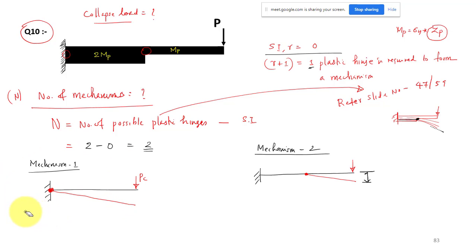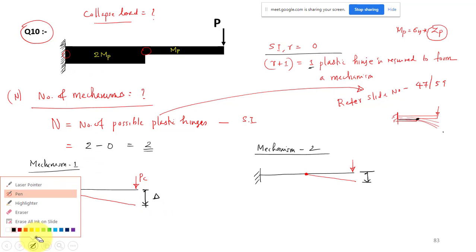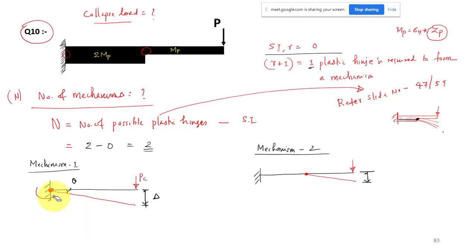External work done is equal to internal work done. Let us take this as delta, and this angle is theta. And what is the plastic moment at this joint? It is 2 MB. So the internal work done is 2 MB times theta, which is equal to the external work done, that is the collapse load PC times delta. What is the relation between theta and delta? Simple: theta is equal to delta by L.